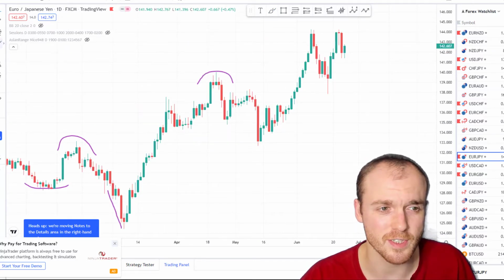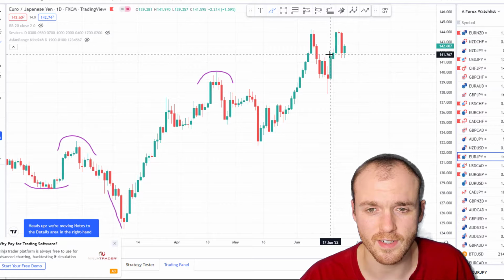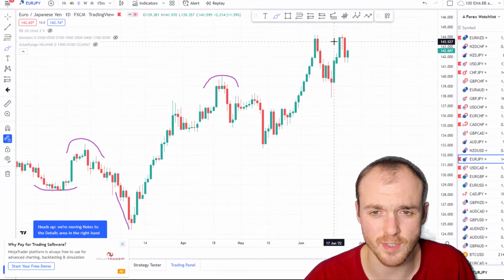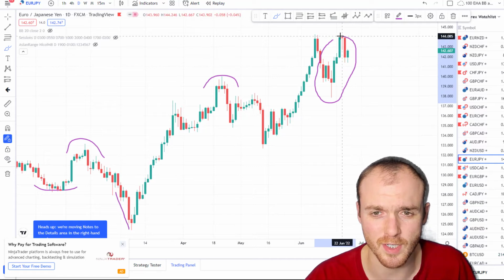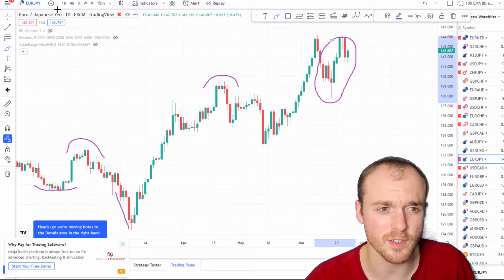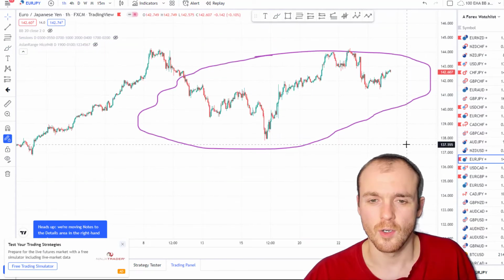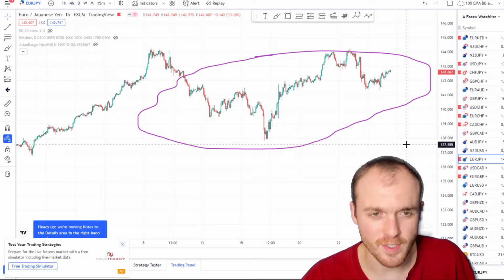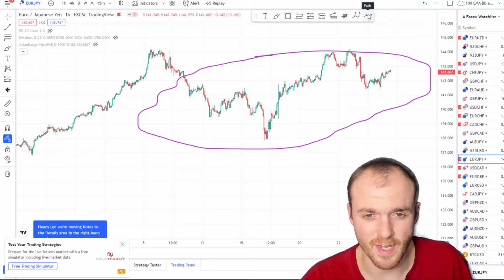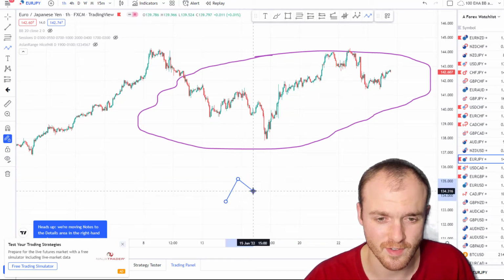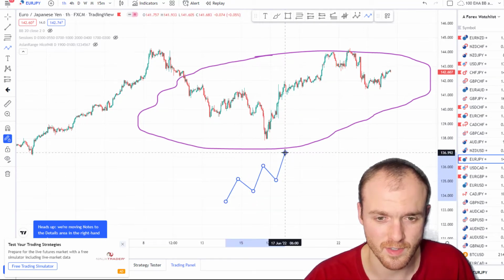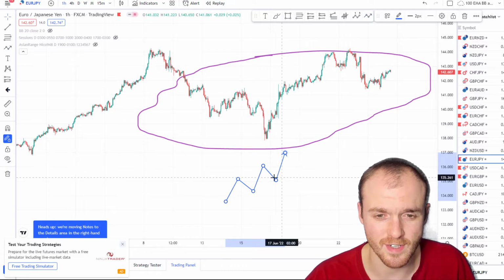And I'm actually going to circle this sort of entire region where we have this retracement, the price is going up. And here's what we're going to look for when we zoom into the 1 hour. We're going to be looking for a very simple trading pattern, and that pattern is going to look like this. Okay, that is literally it.